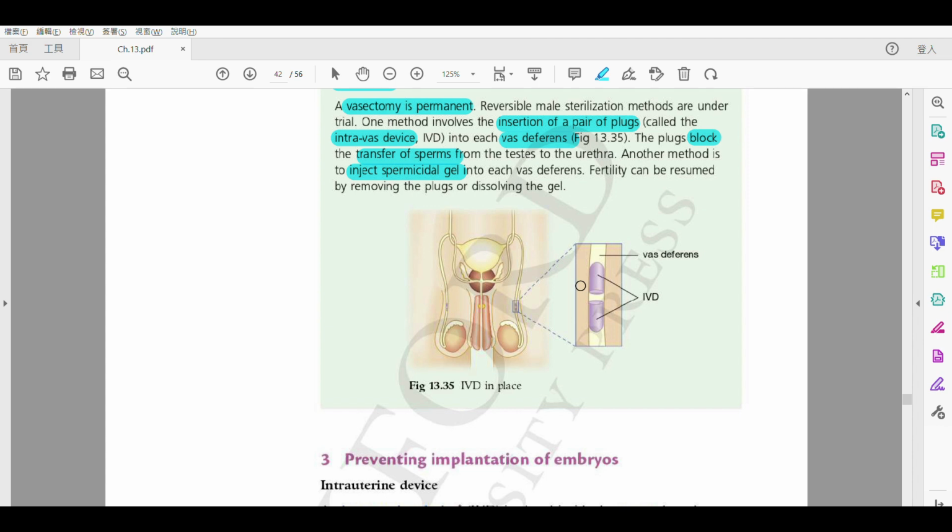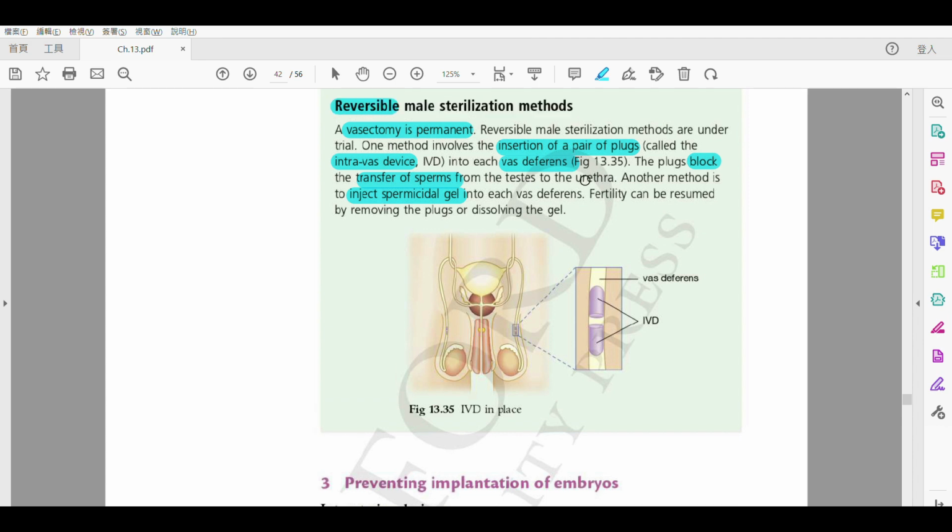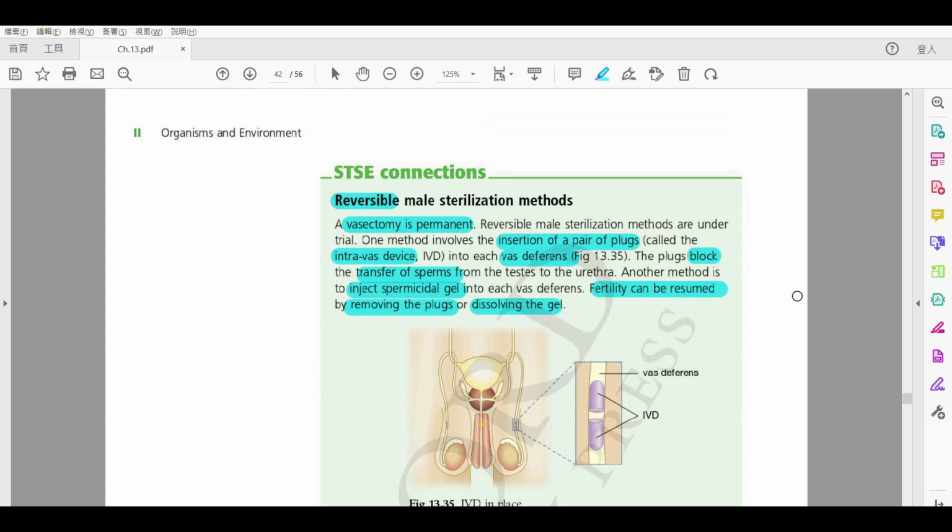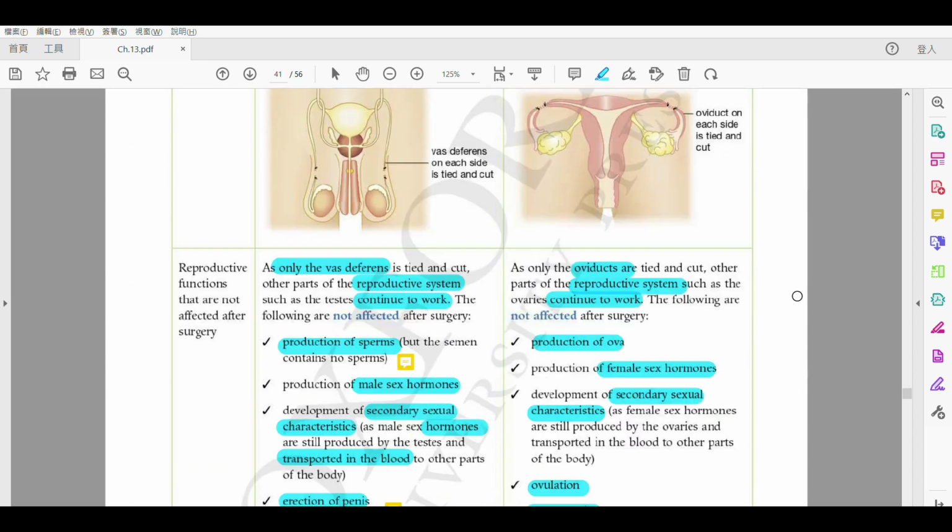Okay? So how is this reversible? How can it be reversed? Because it can be resumed. It can be restored, if you remove the plug or dissolve the gel. Okay? So this is all the 5 methods for preventing fertilization.